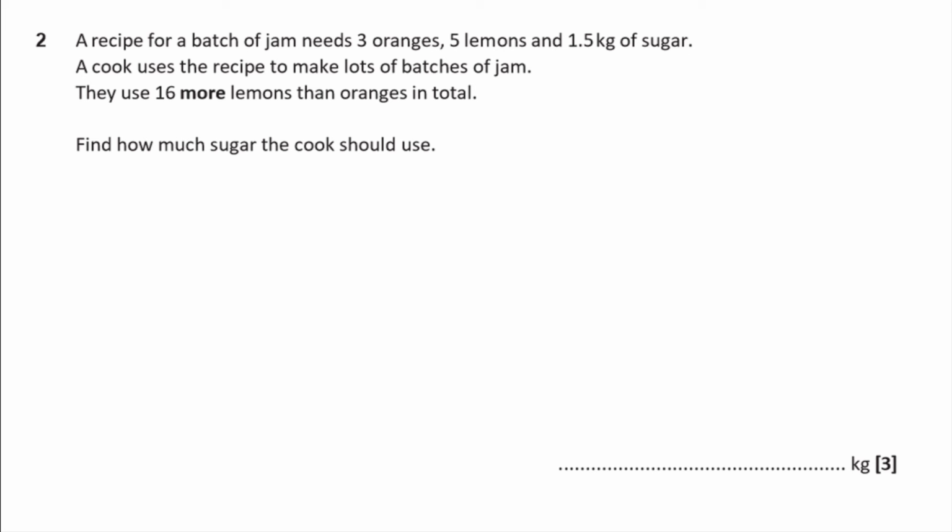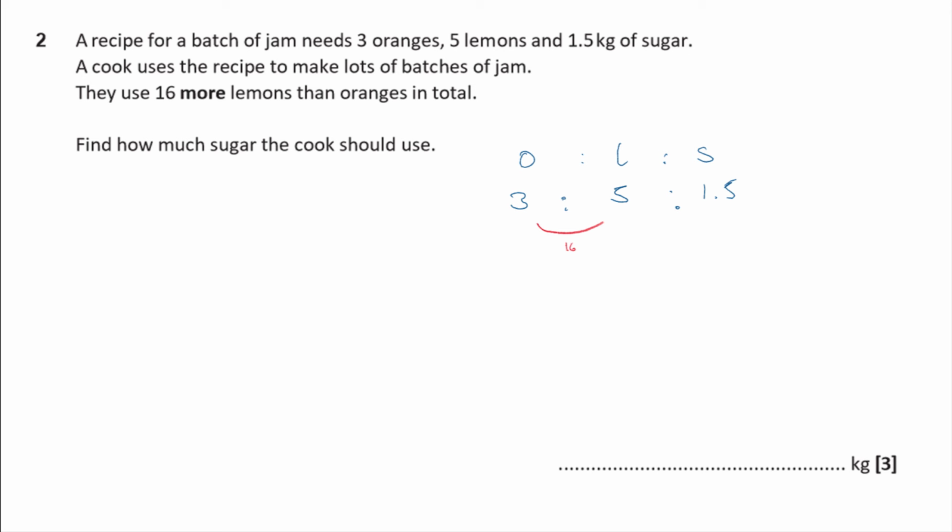Okay, so we've got this ratio of oranges to lemons to sugar in the ratio of 3 to 5 to 1.5, don't we? And we're told that the difference between these two here is 16. There should be 16 more lemons than oranges. But if you look at the difference between the numbers, we've got 3 shares and 5 shares, so the difference between them is 2 shares. So if 2 shares is worth 16, then 1 share is going to be worth 8, isn't it?